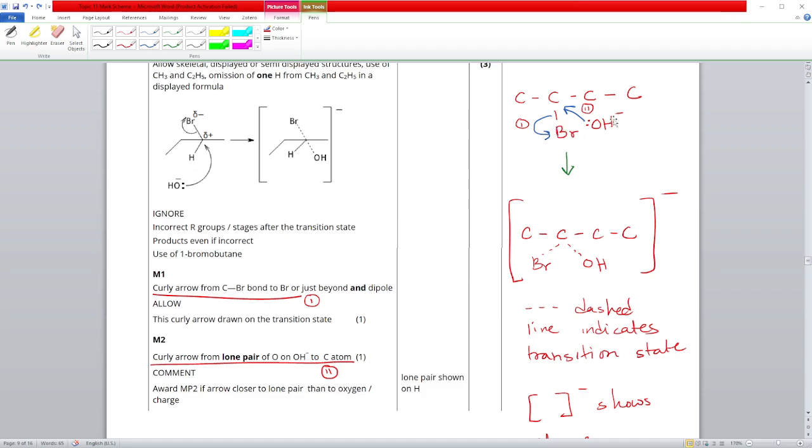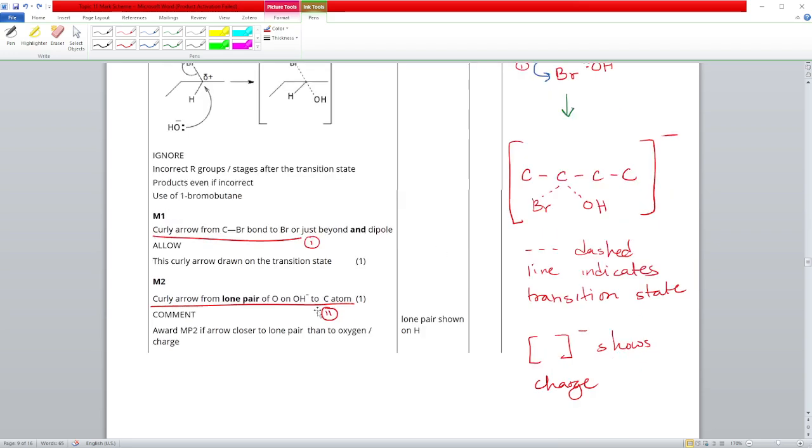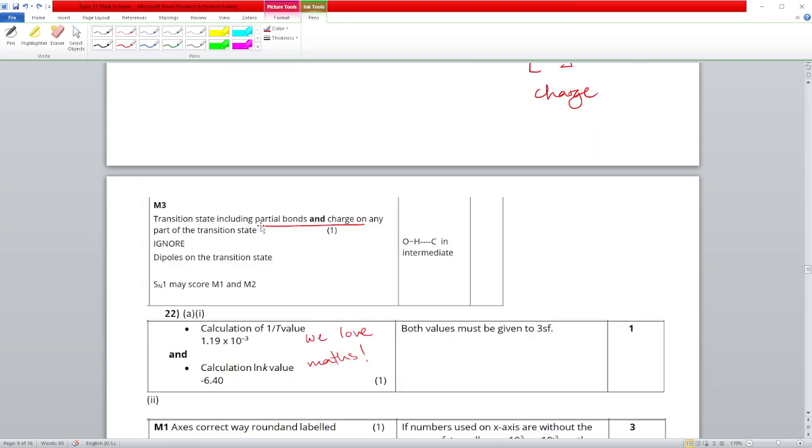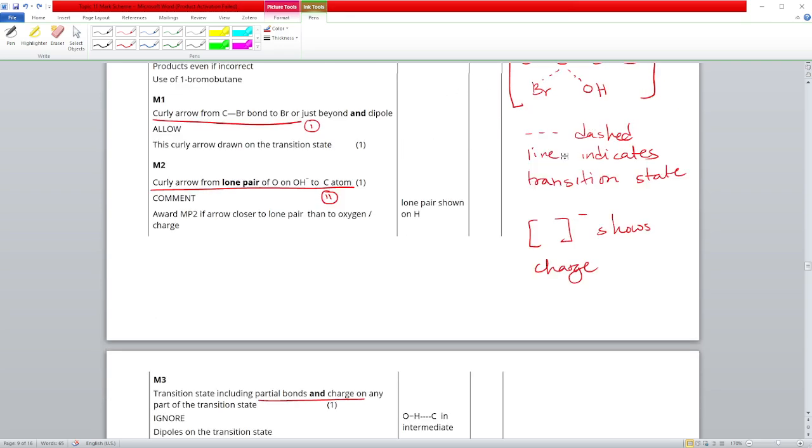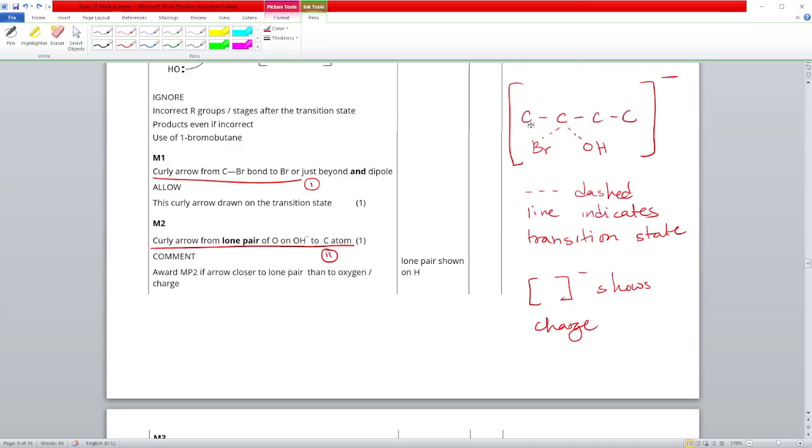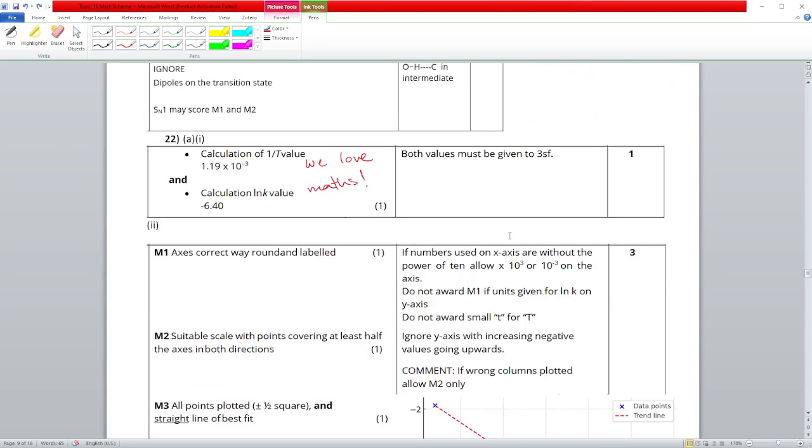This part should be familiar because this is something you need to know for your AS as well, the nucleophilic attack, as it's called. And then the last mark down here is for showing both the transition state, this whole thing up here, and giving it its appropriate charge, which is -1. So the transition state is denoted with the dashed lines to both bromine and the hydroxide, and then this whole thing has 1 extra electron, which gives it a negative charge.